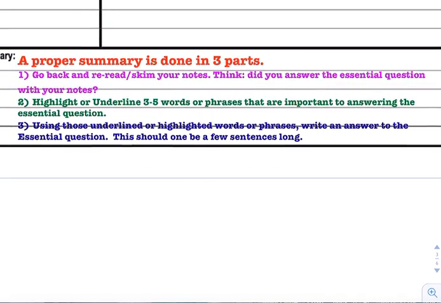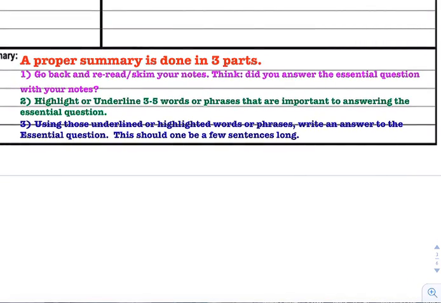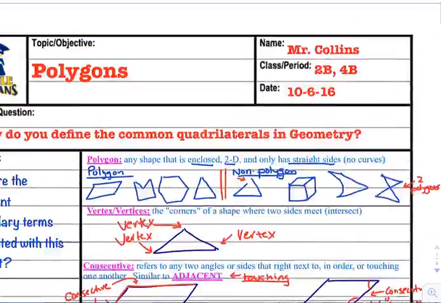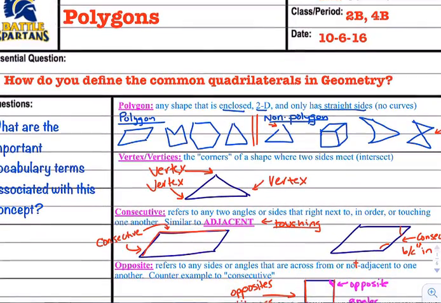But a good summary first has to start with you rereading your notes, just reskimming your notes. And today's notes weren't honestly very deep, which is why I'm taking the opportunity to do these by video. But you have to do that. You have to go back, reread your notes, and kind of have that argument again in your head. The whole time you should be thinking, did you answer the essential question? And for today, the essential question was, how do you define common quadrilaterals in geometry?